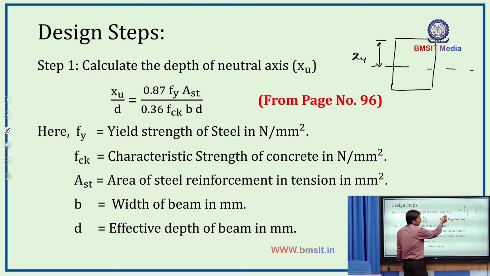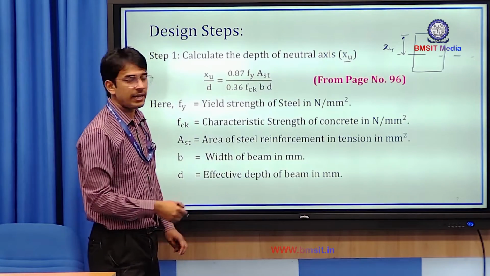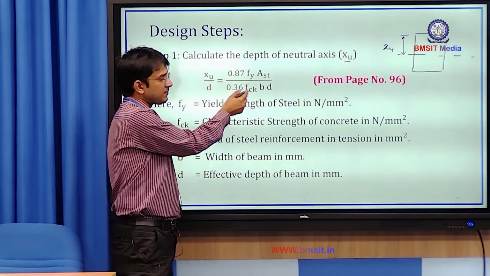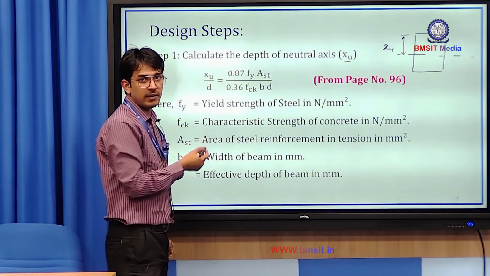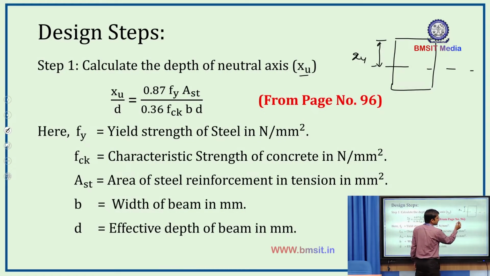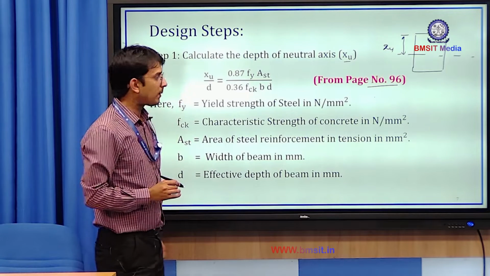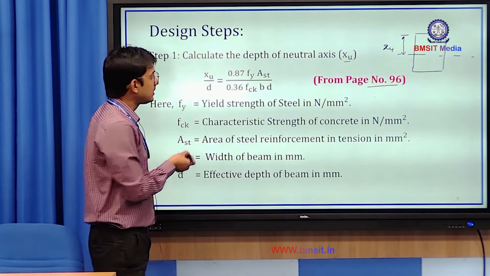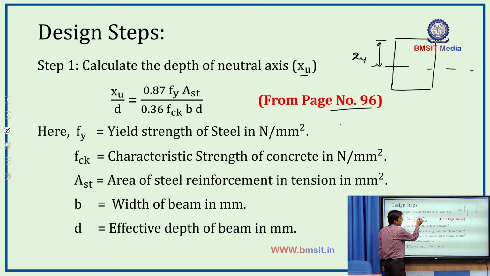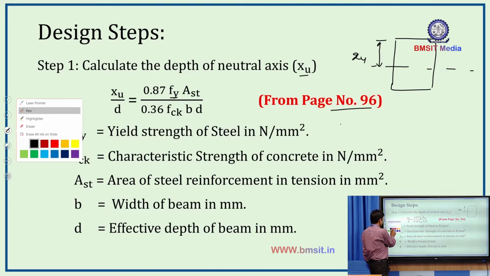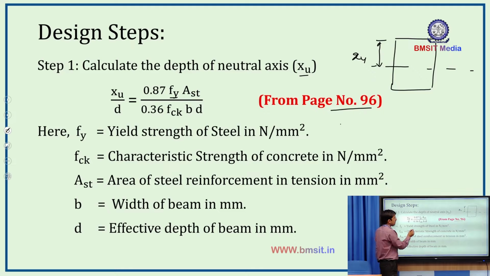So we can easily calculate it. For this we have the formula: xu by d equals 0.87 fy Ast by 0.36 fck b d. This formula is given to you on page number 96. Now what do we require in this? 0.87 is a number, fy we already know because we know the grade of steel. Ast we already know, it is also given to us in the question.